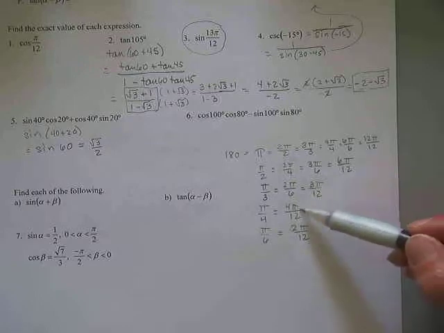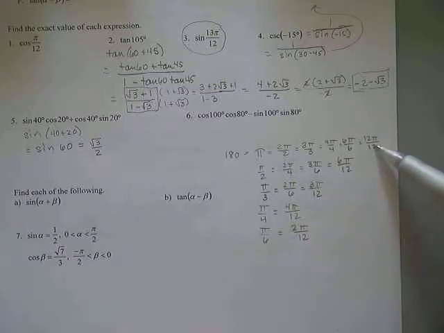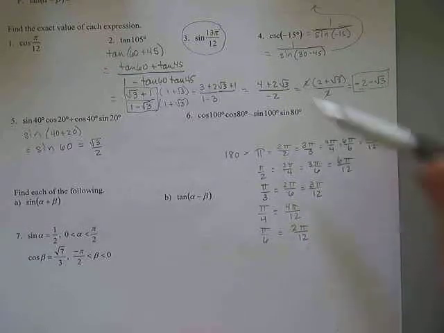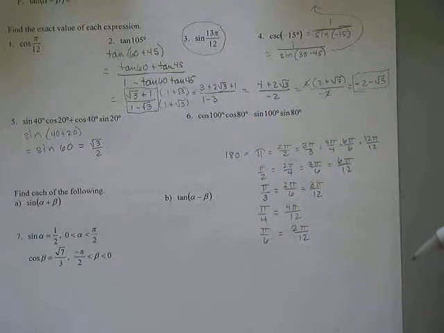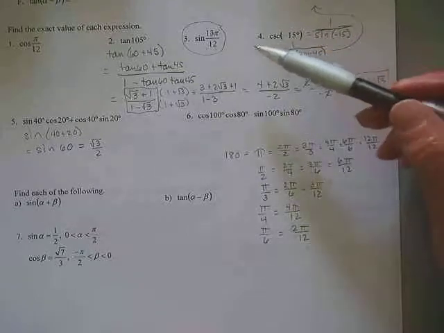Pi over 4 is the same as 4 pi over 12. And pi over 6 is the same as 2 pi over 12.